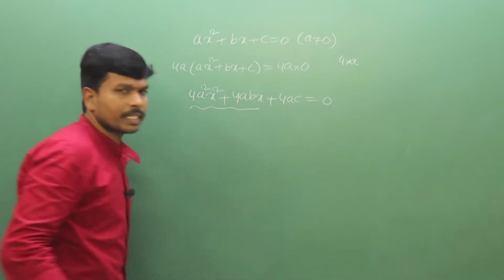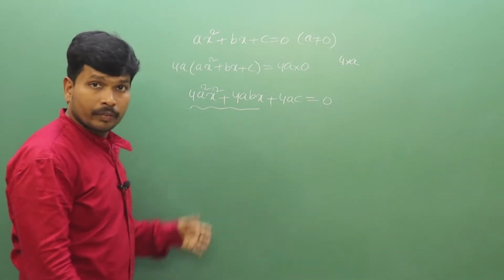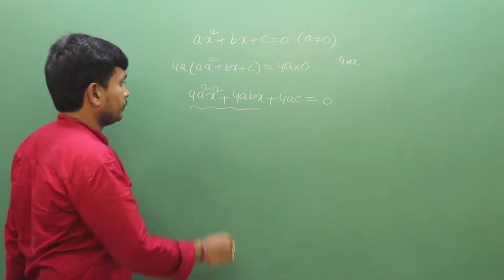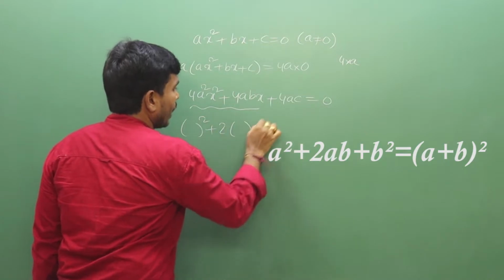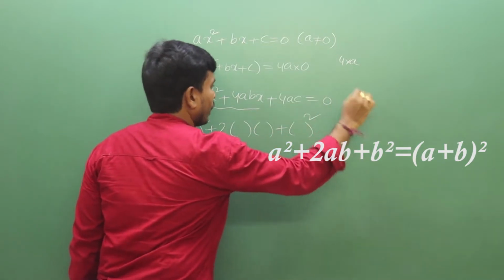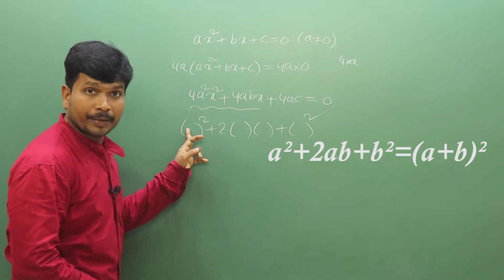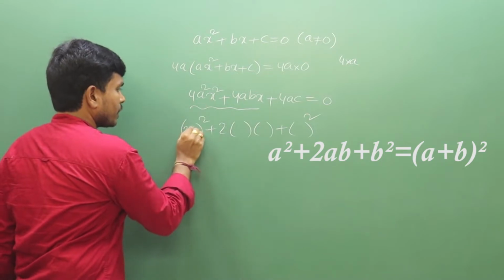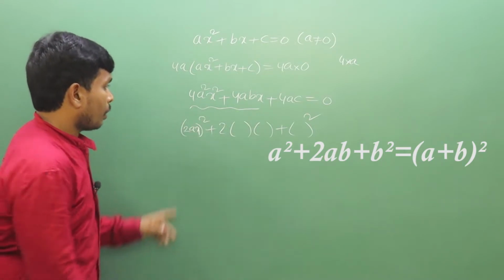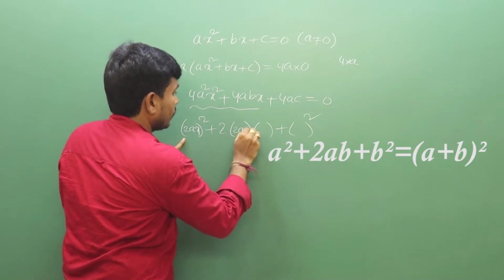Again we have to change it into the completing the square form, the whole square form. Then what do we have to do? a square plus 2ab plus b square. What is the a value? Can you guess it? Yes, 4 is nothing but 2 square. a whole square is nothing but ax. Now what is the a value? The first bracket is nothing but 2ax.